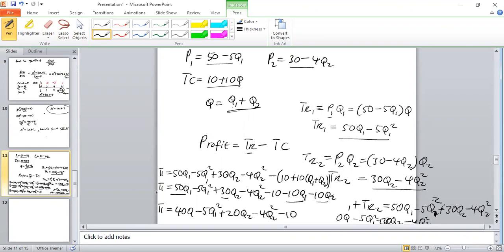Now, they want us to find the price that maximizes the profit. So we know to maximize, we need to differentiate with respect to Q. We need to find d pi dQ. To maximize, we differentiate. Okay. So up to that stage, have you reached this stage?